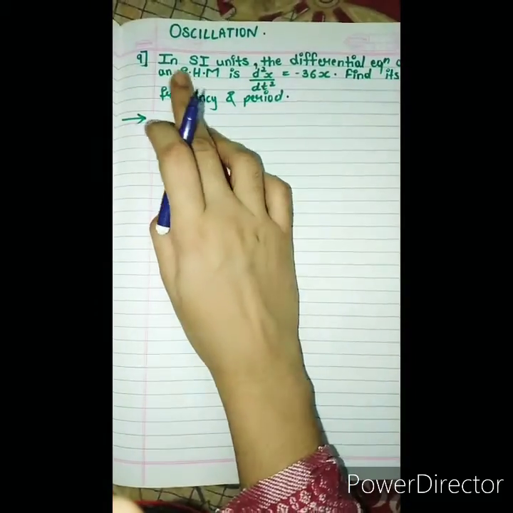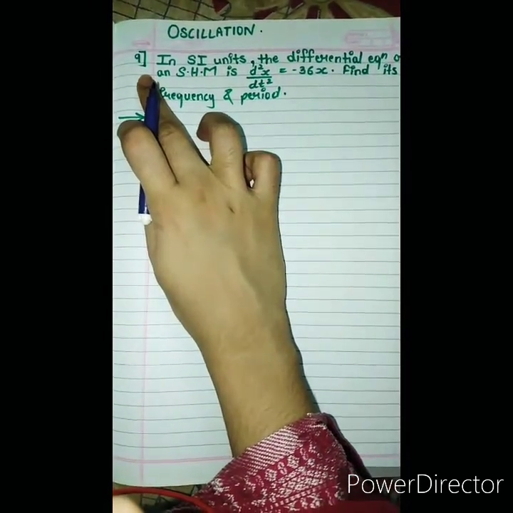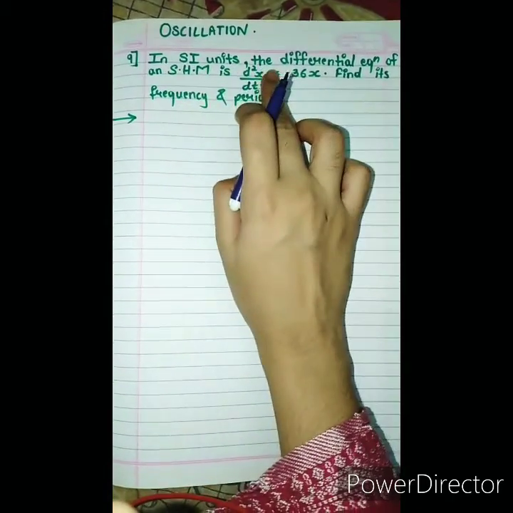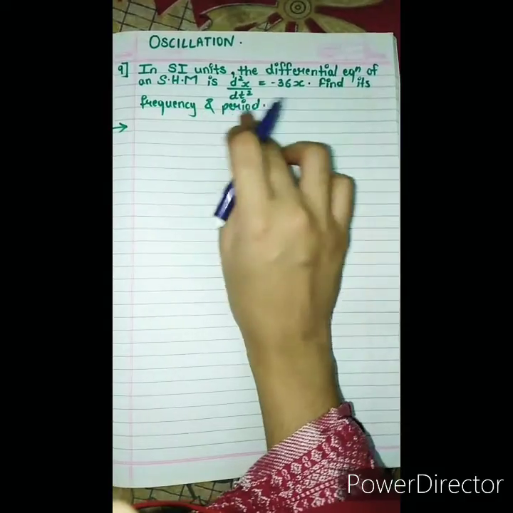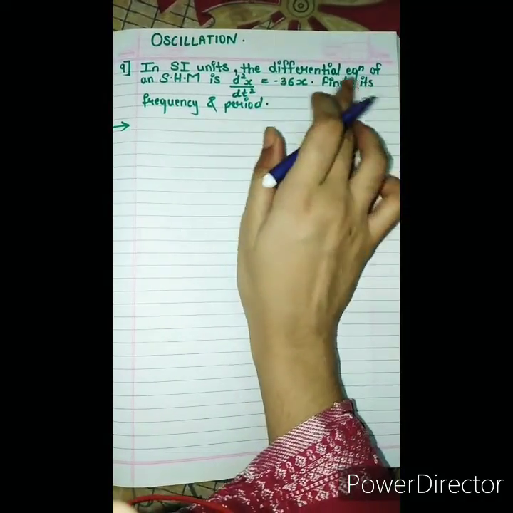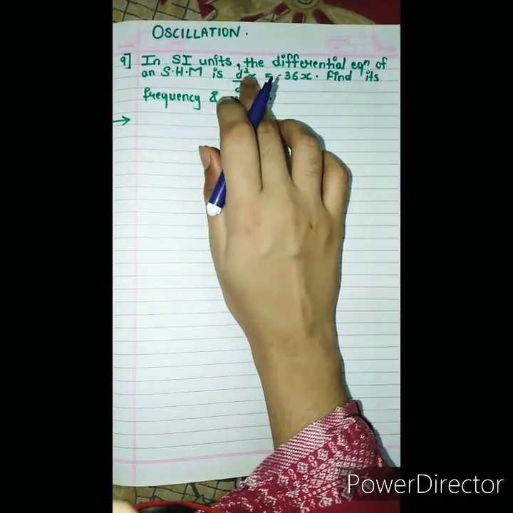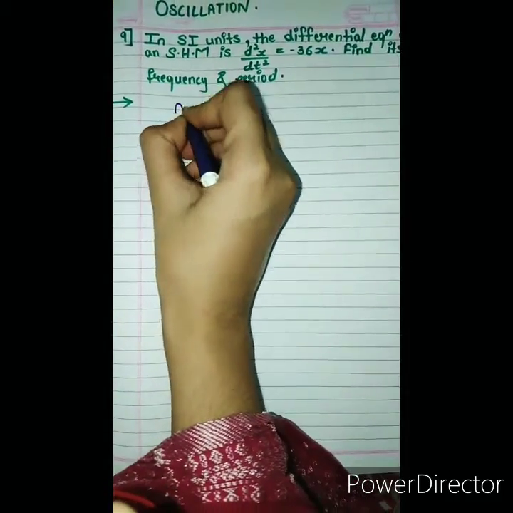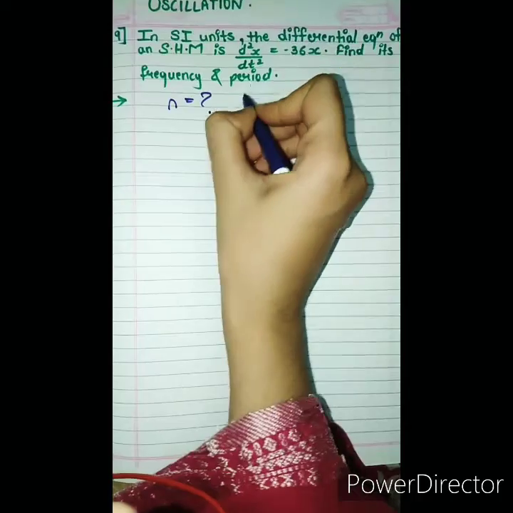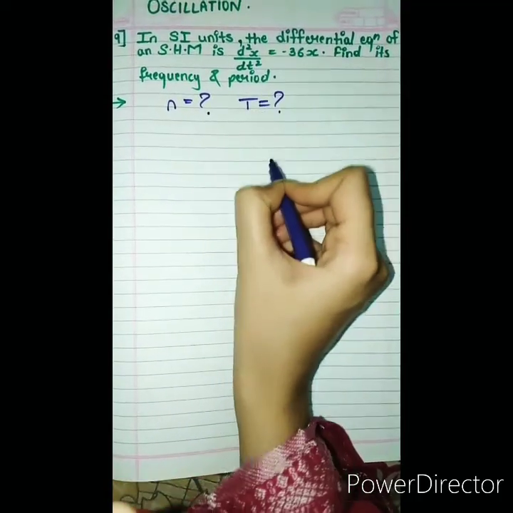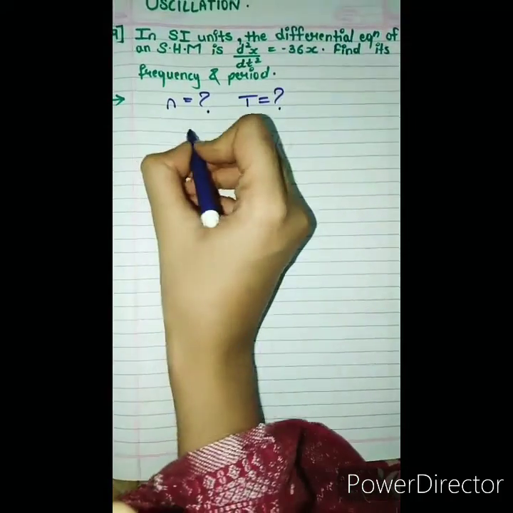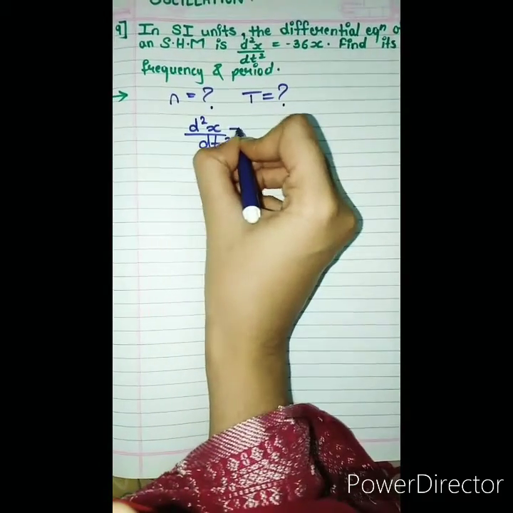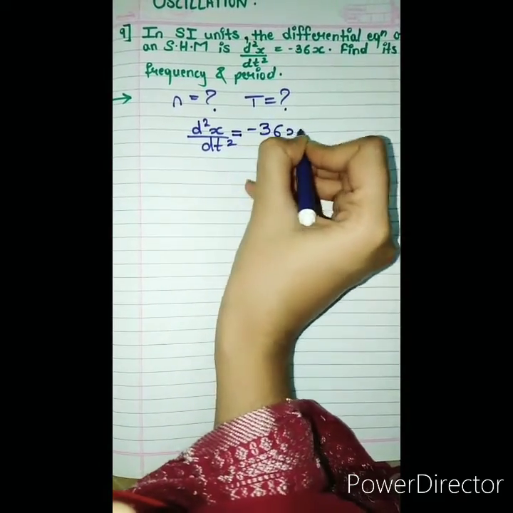Okay students, starting with the ninth unsolved numerical of your textbook, all the terms over here are in SI units. The differential equation of an SHM is given by this equation. Find its frequency, that is n, and find the period, that is T. We have this differential equation: d square x upon dt square is equal to minus 36x.